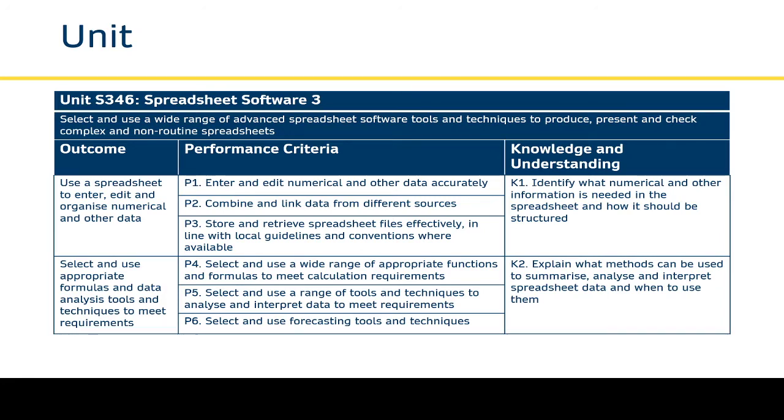You're not looking to gather evidence that you're competent at doing that outcome per se. You're looking to cover the performance points and the knowledge and understanding points, not the outcomes. However, it can be useful to aim your evidence towards these outcomes, because you'll tend to find if you do, you'll hit these little points if you cover this main outcome in your performance. So you can see here the first outcome for this unit is use a spreadsheet to enter, edit and organise numerical and other data, and that is subdivided into 3 points.